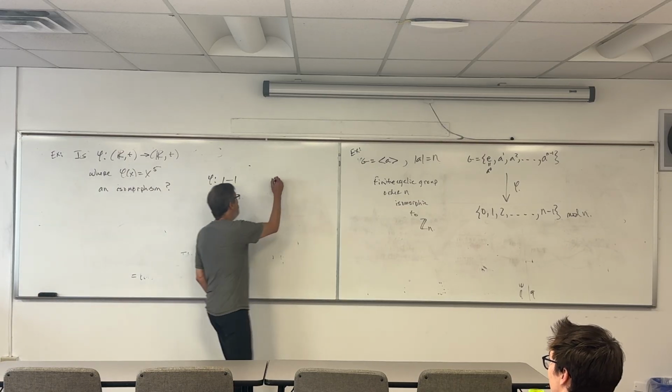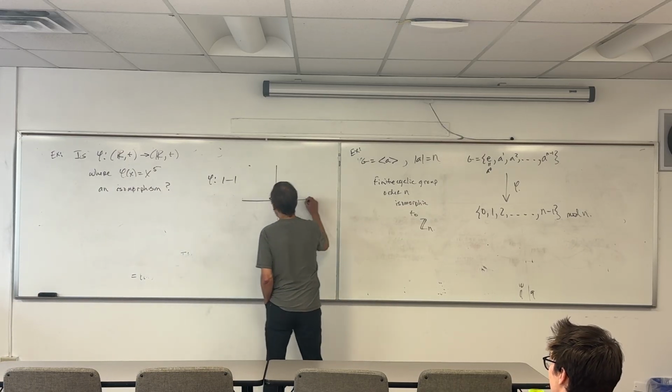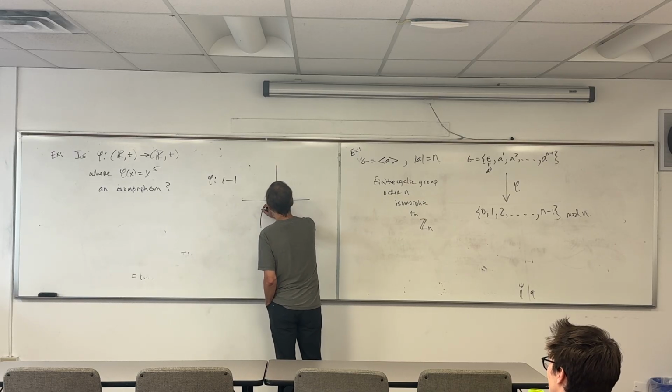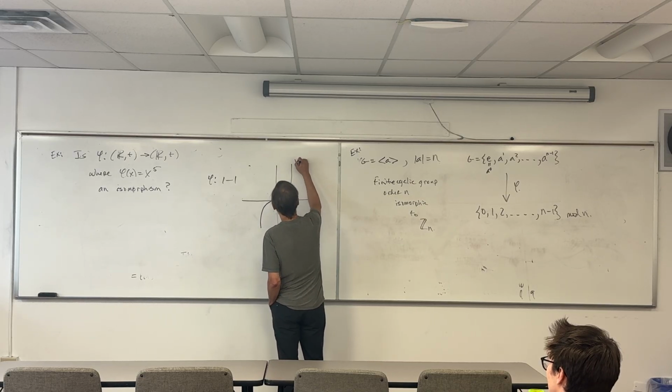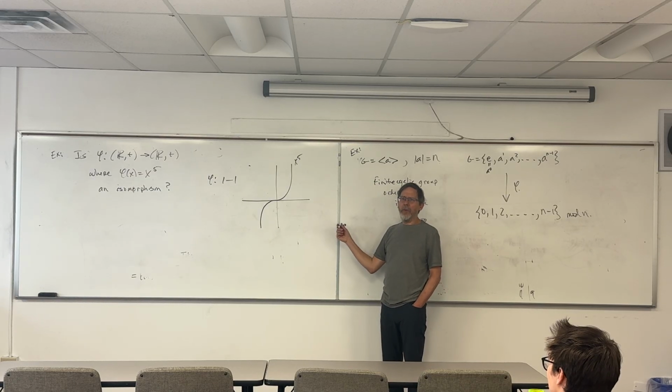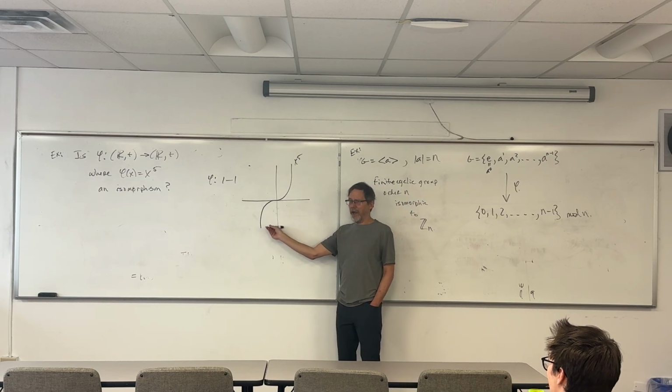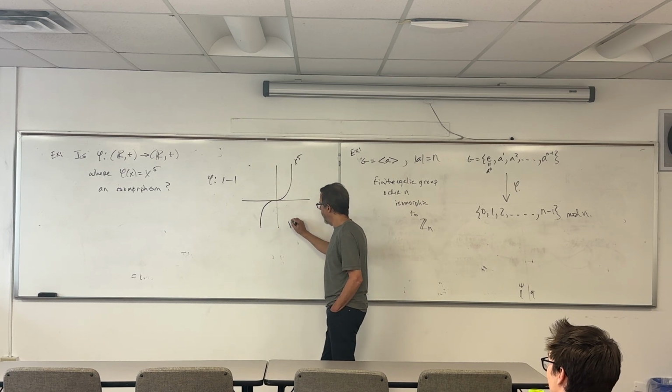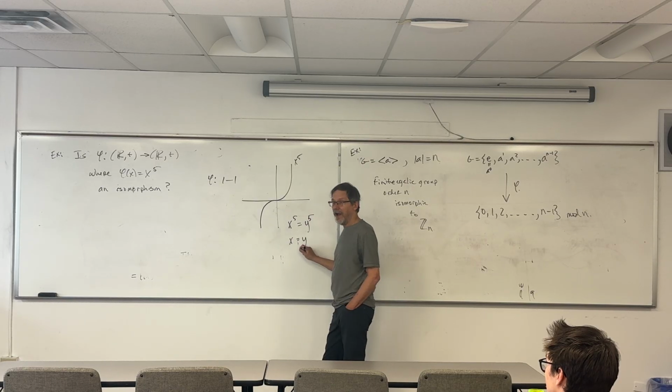Let's see, one thing you could do, since we're working with the reals, is get a graph out. X to the fifth looks like that. You can kind of see the one-to-oneness with the horizontal line test. Or you could just go x to the fifth equals y to the fifth, and take the fifth root of each side.